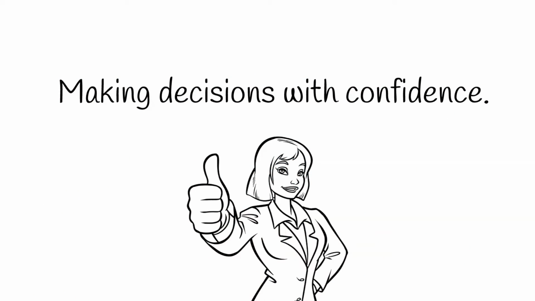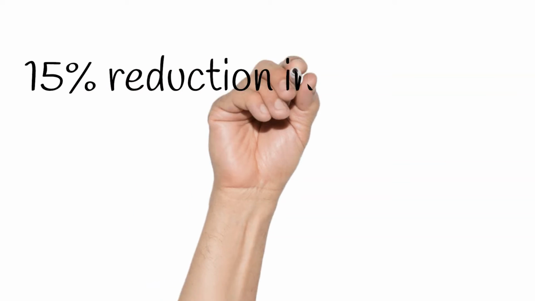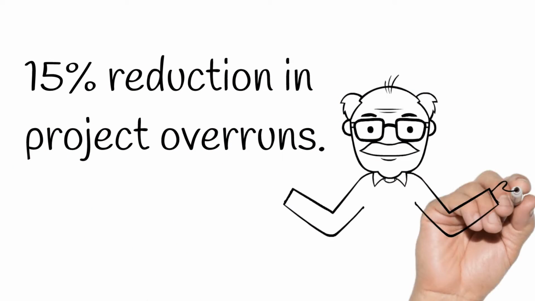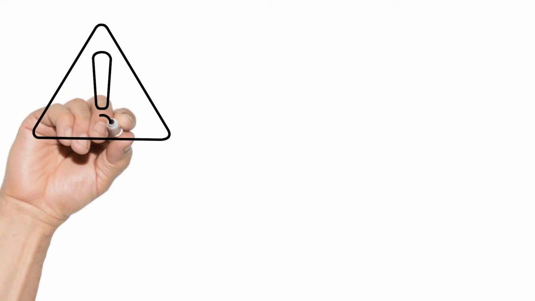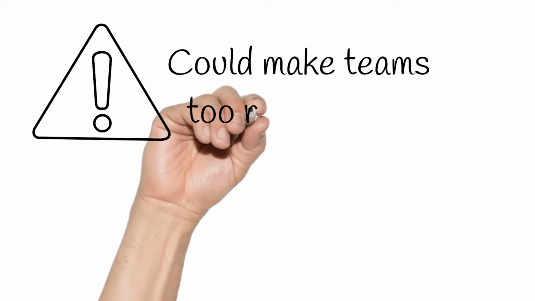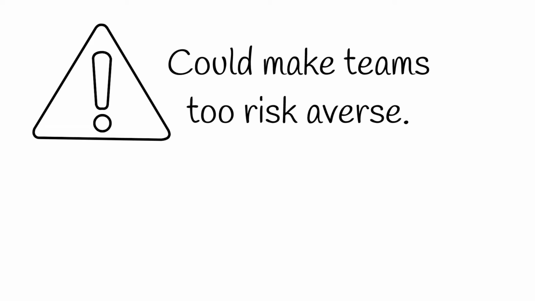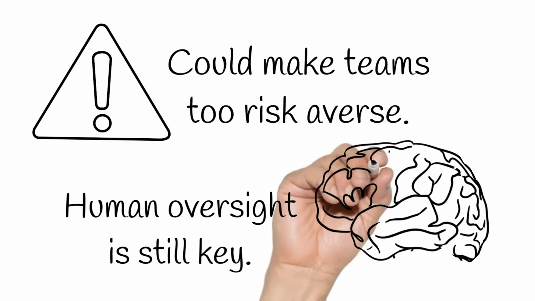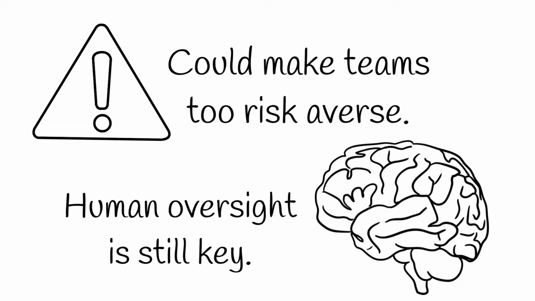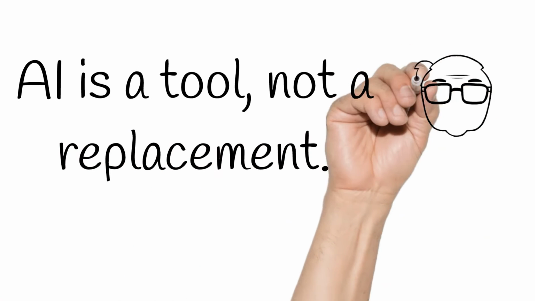And I guess that translates to real, tangible results. Oh, absolutely. They've seen a 15% reduction in project overruns. Wow, 15%. Huge. We're talking millions of dollars saved. Okay, that's impressive. But isn't there a risk that this level of predictive power could make teams too risk-averse, stifling innovation? That's a good point, and the video acknowledges that potential downside. It stresses that human oversight is still key. AI can give us the insights, but it's the project manager's job to interpret them within the context of the project goals, the bigger picture. So AI is a tool, not a replacement. Couldn't have said it better myself.